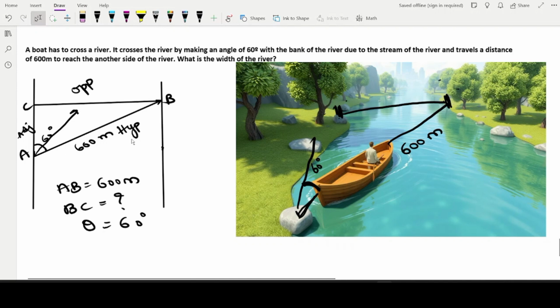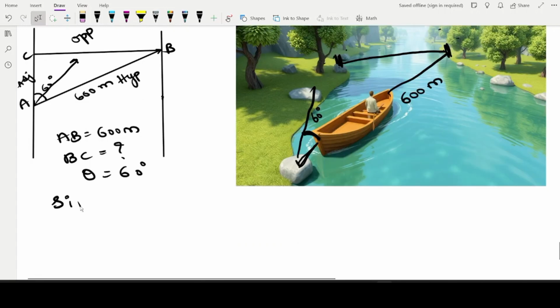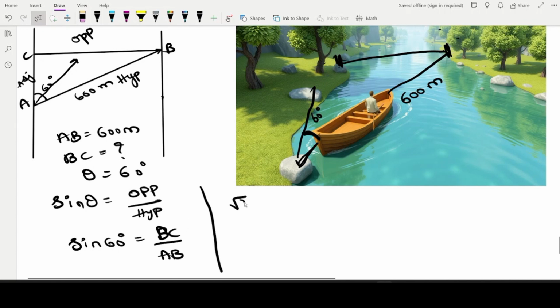the trigonometry ratio that joins both the hypotenuse side and the opposite side is sine. So sine theta equals the opposite side divided by the hypotenuse side. What is the theta value? 60 degrees. Sine 60 degrees equals the opposite, BC, divided by AB. So sine 60 degrees is root 3 by 2, and the BC value we need to find out, and the AB value is 600.